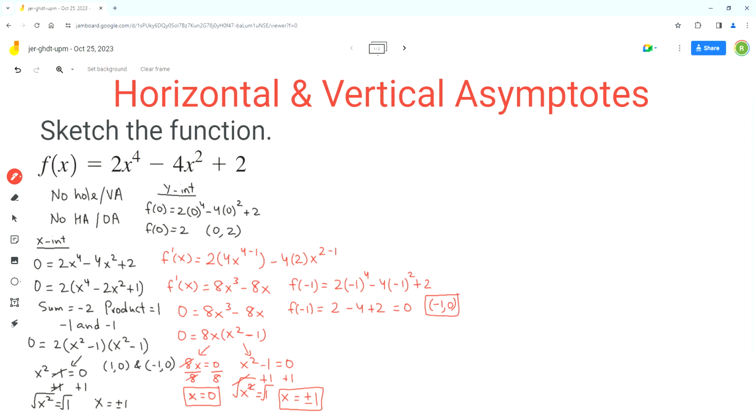Now we can sub in the other x value. So x equals 0. So we get 2 times 0 exponent 4, minus 4 times 0 squared plus 2. So the first two terms become 0. So we get f of 0 equals 2. So the second critical point is (0, 2), which is also the y-intercept. Now for the third critical point, x equals 1. Sorry. So we have to sub in x as 1.